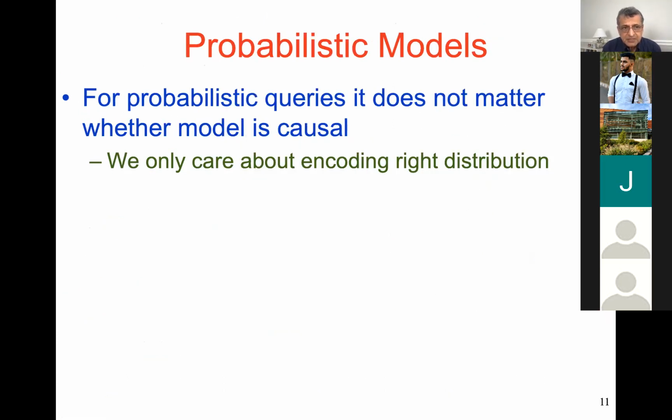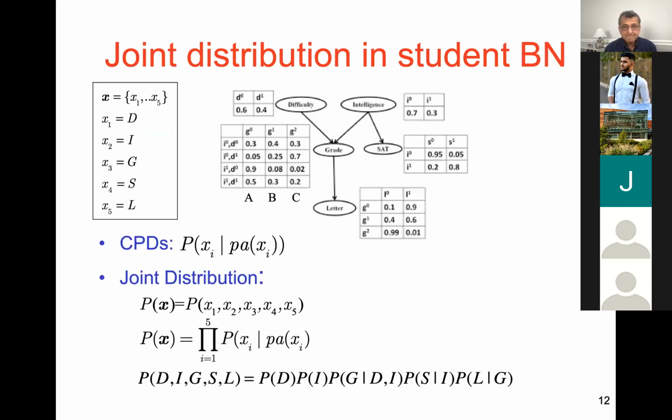So for the basic probabilistic models, for probabilistic queries, it does not matter whether the model is causal. We only care about encoding the right distribution, right? If there are so many possible actions, what is the probability distribution over all those actions? This is our classic joint distribution in a student Bayesian network, where we have 5 variables: difficulty, intelligence, grade, SAT score, and letter. And we have some joint probability distribution of all of these variables.